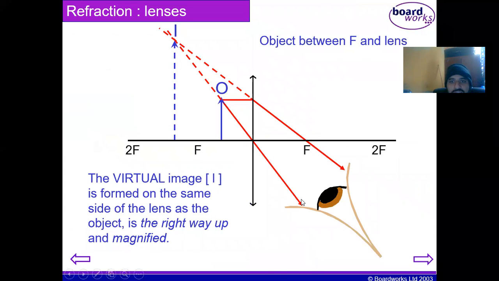So there's a lot of diagrams. Now, what's going to happen then, if your object is here, ignore everything on this page. Just look at this blue arrow. If this blue arrow shows an object between F, the focal point, and the lens, what's going to happen to this object? Light is going to come out of it.